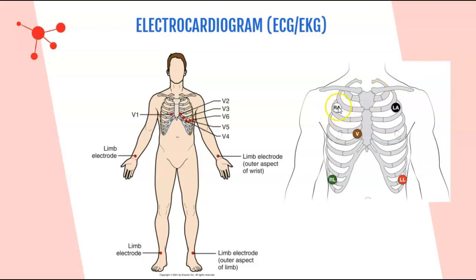The white electrode will go on the right side. Smoke, which is usually black, goes over fire, which is usually red, so this black electrode will go on top of the red electrode on the left side. Green to the grass, the right lower portion, and chocolate close to the heart will go right in the middle near the sternum.